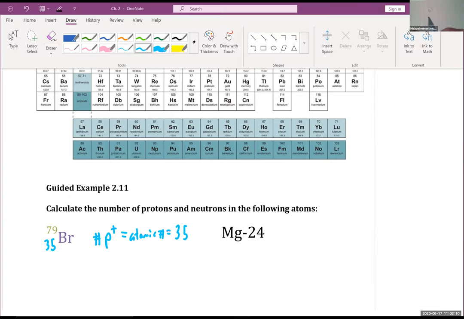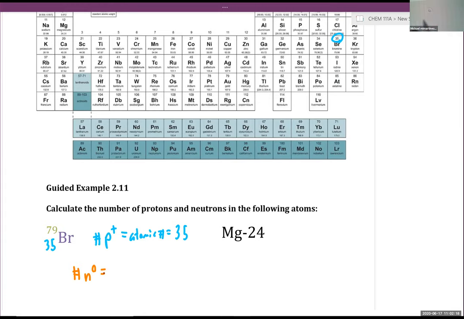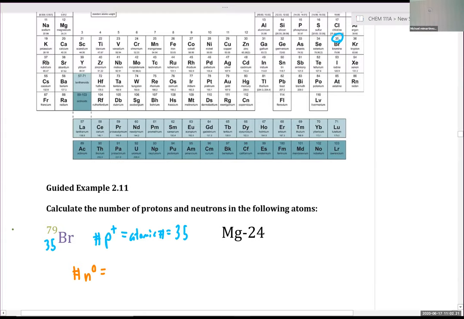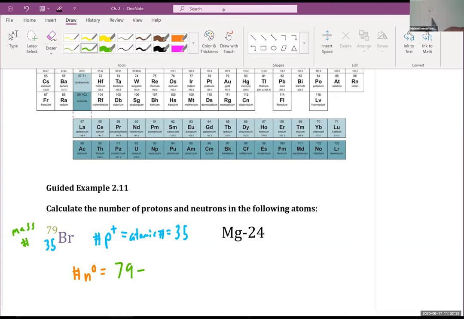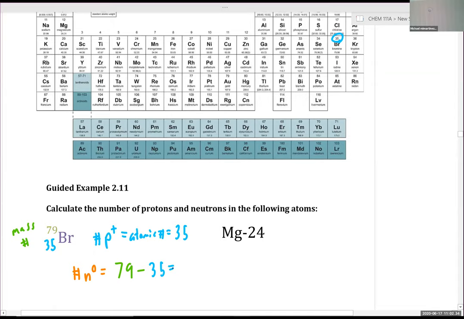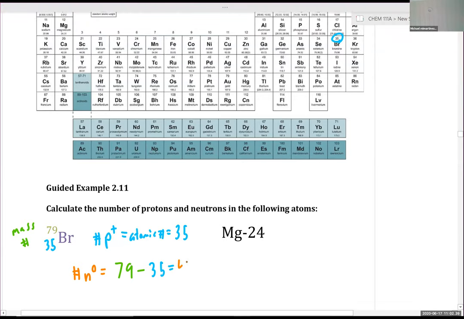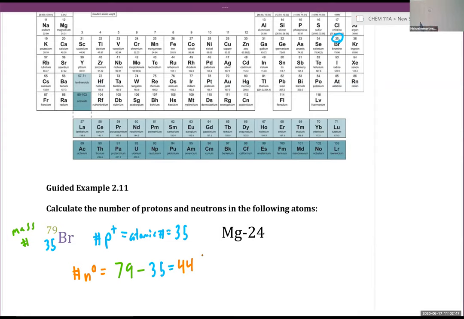Now we have all the information we need to calculate the number of neutrons, which is equal to the mass number, which is 79, minus our atomic number. And our atomic number in this case is 35. That in turn gives us a calculated number of neutrons of 44 neutrons. Okay, let's dissect another example.